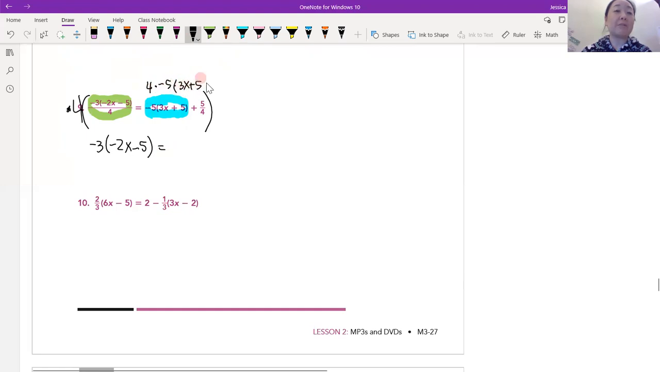3x plus 5. This is what we're doing, right? And so are we multiplying the 4 with the -5 and the 3? And no, we're not doing that. So it's just going to be 4 times -5, which is just going to be -20. And we have not distributed yet, so we're going to do that soon.